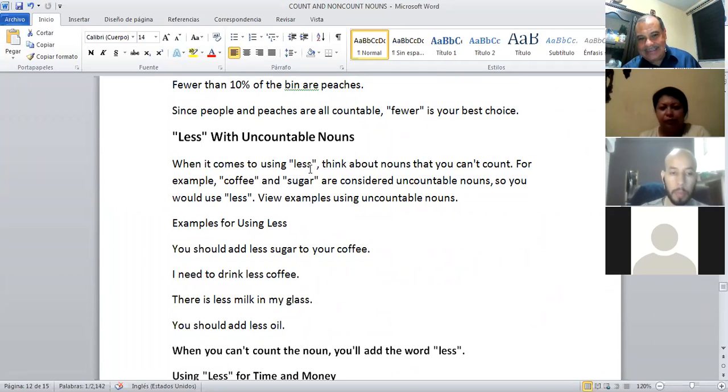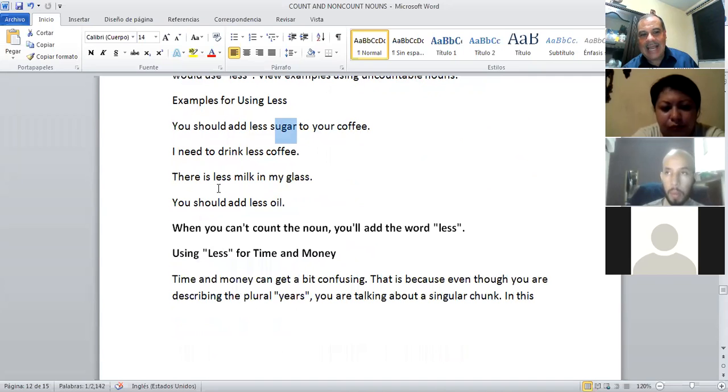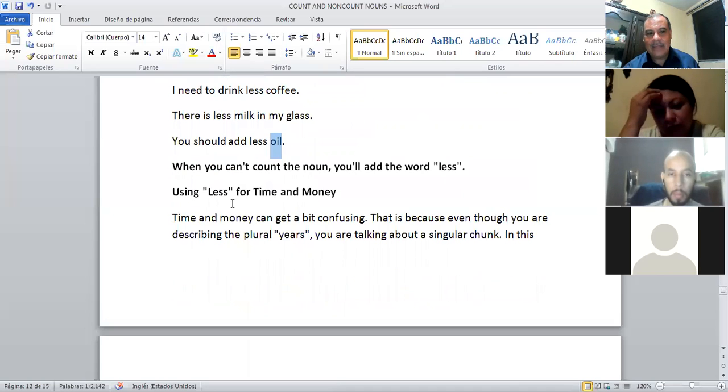When it comes to using less, think about nouns you can't count. For example, coffee and sugar are considered uncountable nouns, so you will use less. Examples: you should add less sugar. Uncountable, I use less. I need to drink less coffee. There is less milk in my glass. Milk, uncountable, I use less. You should add less oil. Oil is uncountable, I use less. Is that clear? Very good. When you can't count the noun, you add the word less.